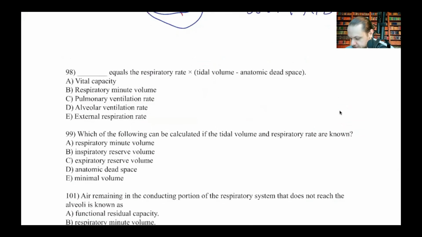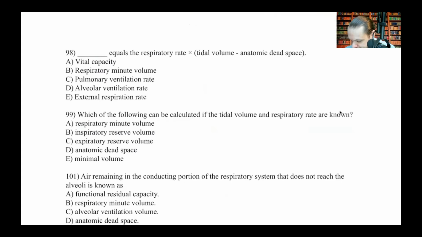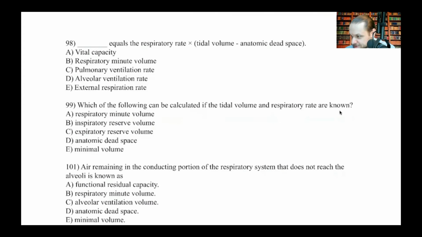All right, 98. Helmi, you want to do 98? No problem. Blank equals the respiratory rate, tidal volume, and anatomic dead space. You just said it early. That's why I picked you. It's respiratory minute volume. Which vital one? Capacity.